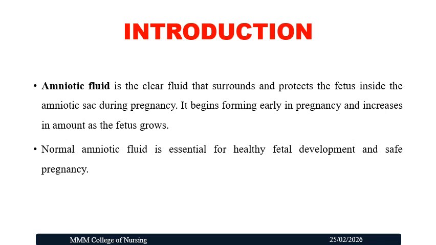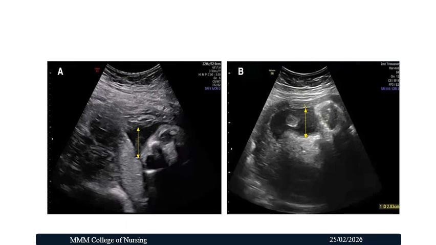Introduction. Amniotic fluid is the clear fluid that surrounds and protects the fetus inside the amniotic sac during pregnancy. It begins forming early in pregnancy and increases in amount as the fetus grows. The normal amniotic fluid is essential for healthy fetal development and also for a safe pregnancy. This is the USG image of amniotic fluid.